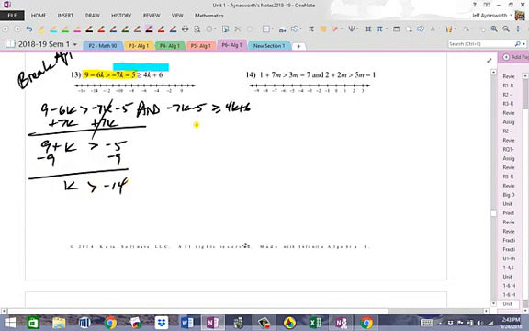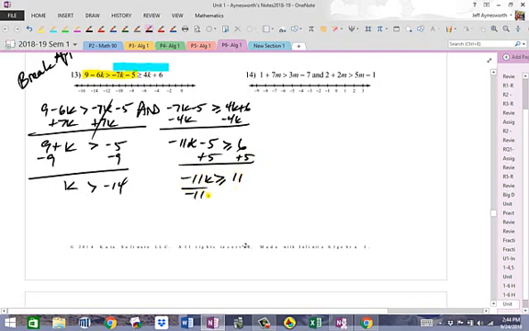Okay, and the other one here, let's subtract 4k. I get negative 11k minus 5 greater than or equal to 6. Add the 5. Negative 11k greater than or equal to 11. Divide by negative 11 and switch the inequality. So k is less than or equal to negative 1.